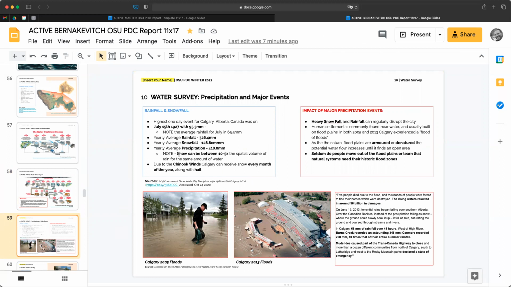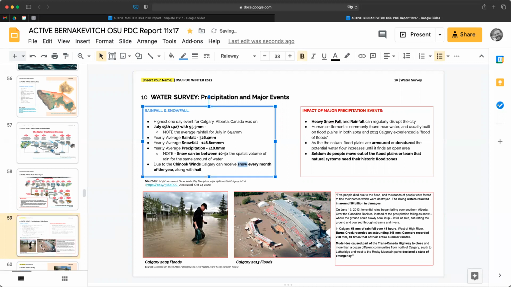I make a note that snowfall can be 10 to 5x the volume of the total amount of actual liquid volume. So 10 centimeters of snow can be anywhere between 1 to 2 centimeters of water, all depending on the heaviness of that snowfall. And taking a look at Chinook winds, every month of the year, you can receive snow as long as hail. And this is a great example here. I should probably bold snow, so that way it's very clear.